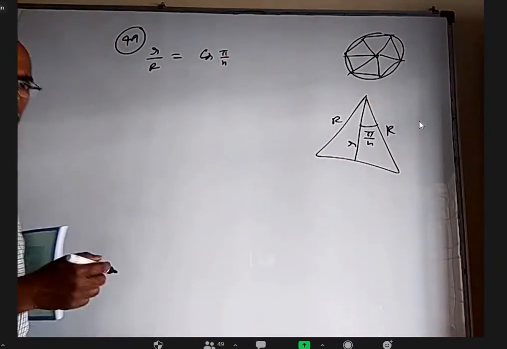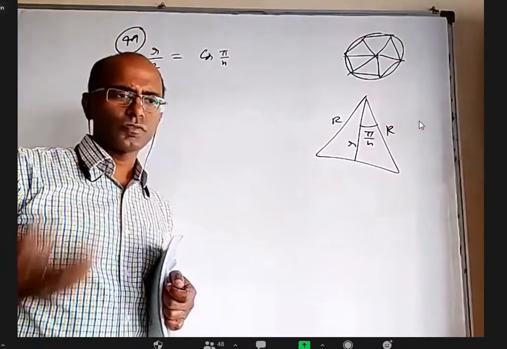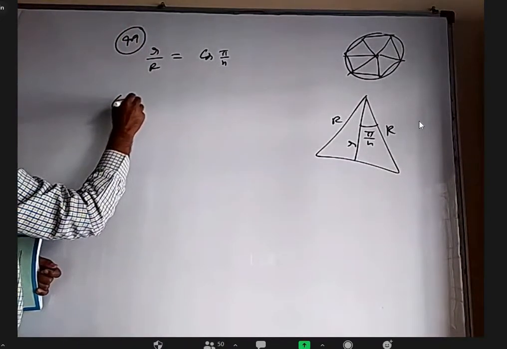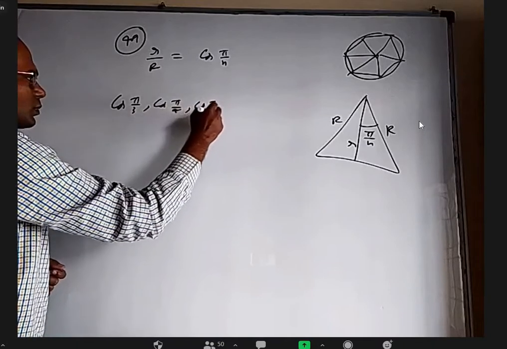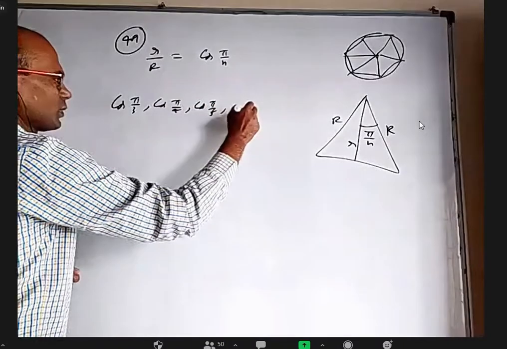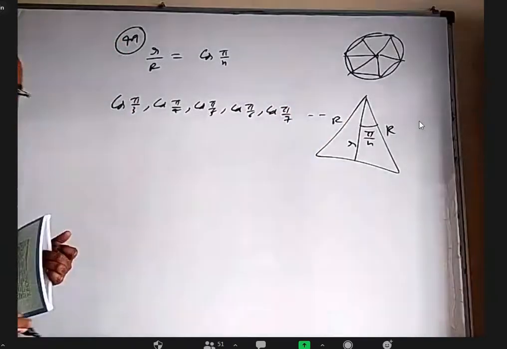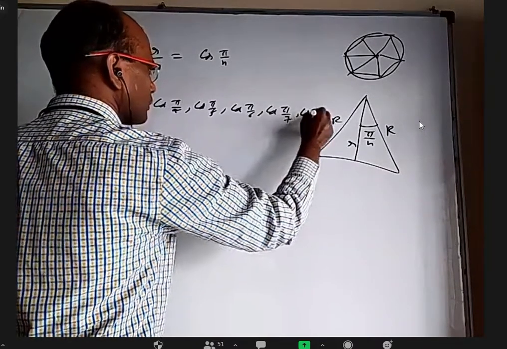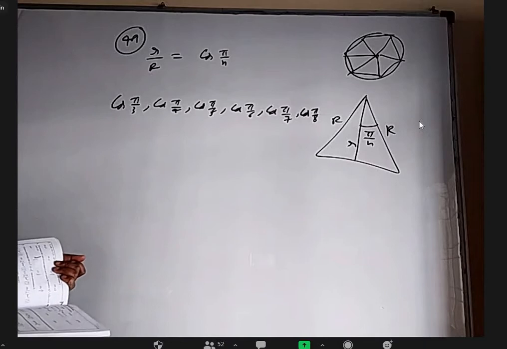So for a polygon, the minimum is a triangle with 3 sides, then you can have 4 sides, 5 sides, 6 sides. So the different possible values of this are cos pi by 3, cos pi by 4, cos pi by 5, cos pi by 6, cos pi by 7, and so on, cos pi by 8. These are the different acceptable values for small r by capital R.